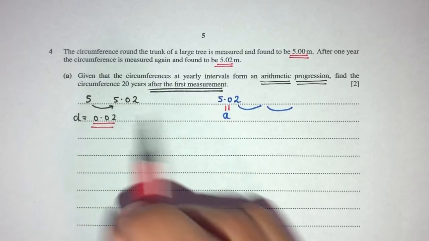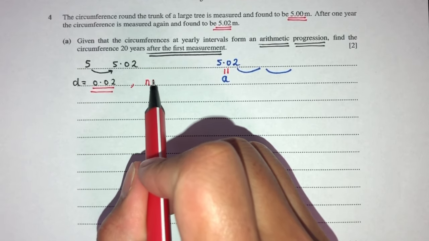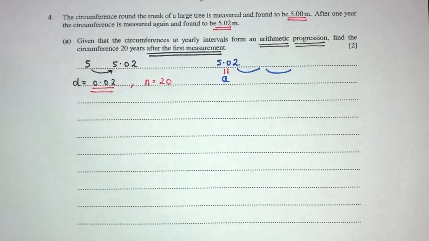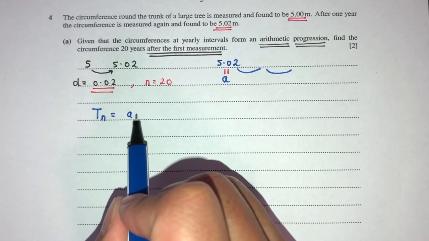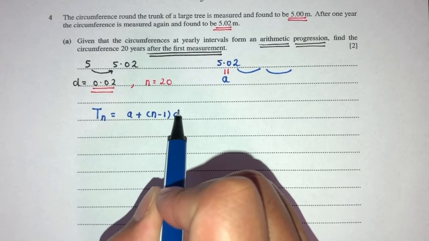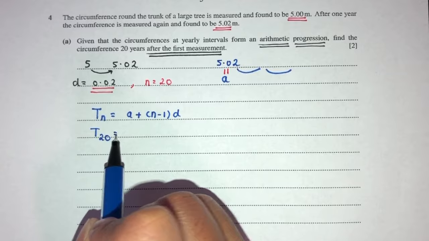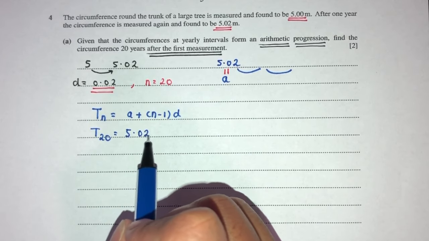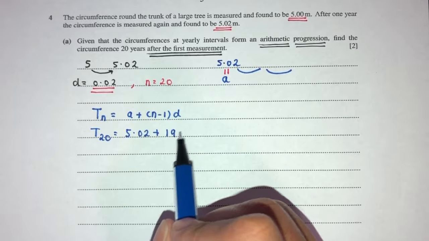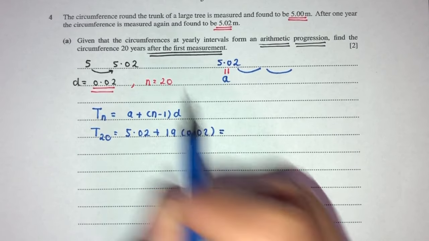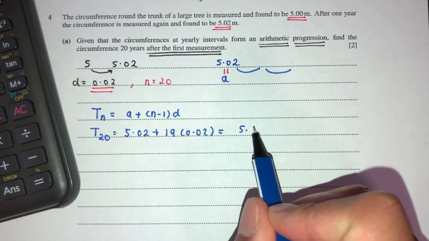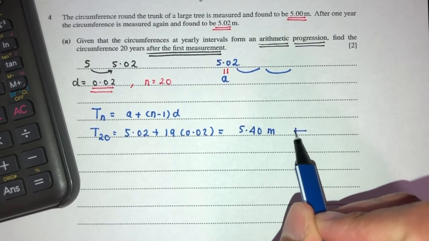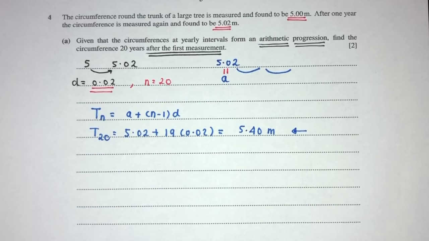We have to use our formula for AP. So the 20th term should be what? We should know the nth term is given by this formula, Tn is going to be A plus n minus 1 times D. Therefore, T20 should be A, which is the first term of 5.02, plus n minus 1, which is 19, times D, which is 0.02. That should be 5.4. So 5.40 meters for the 20th term of your progression.